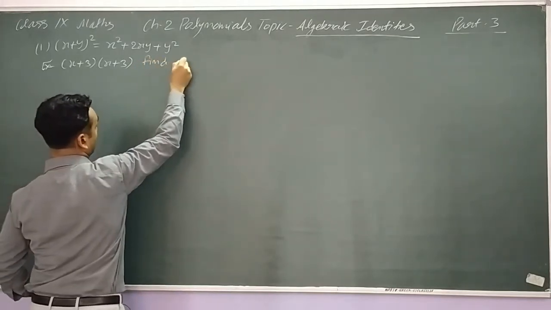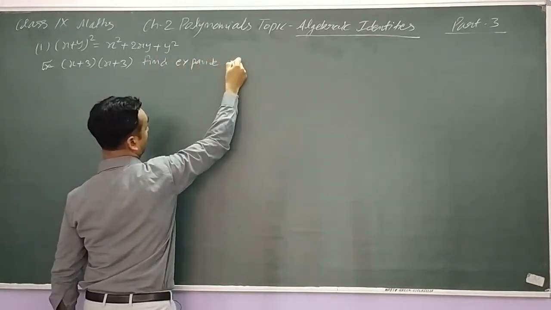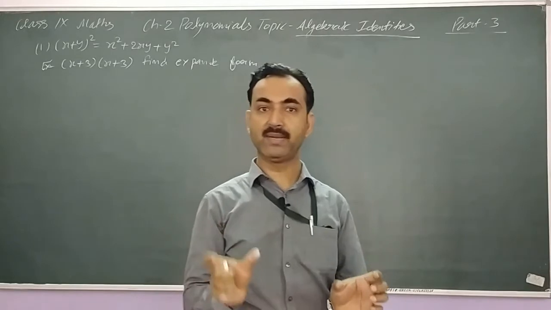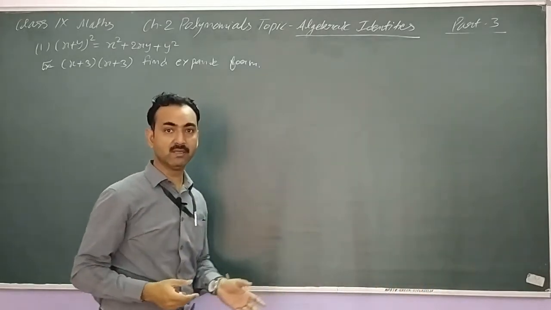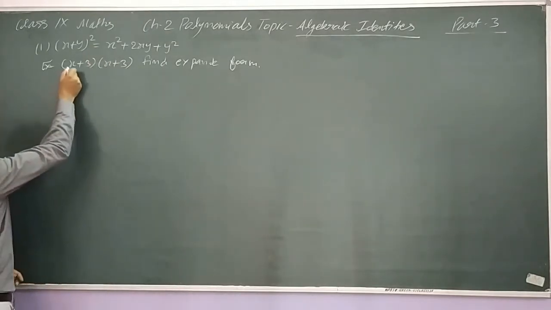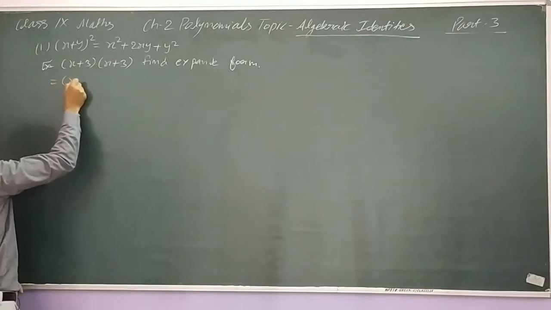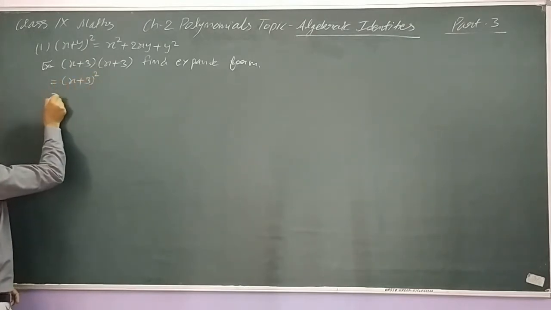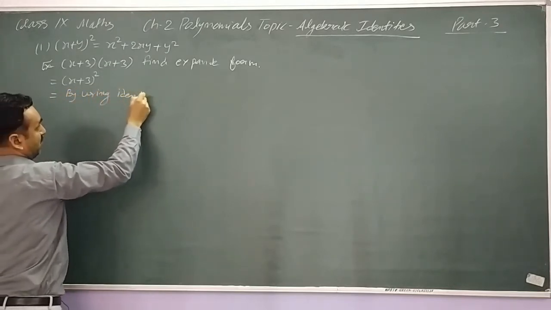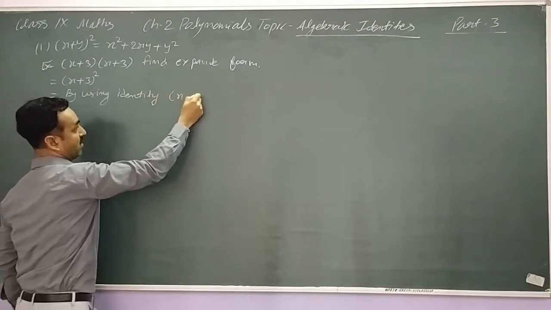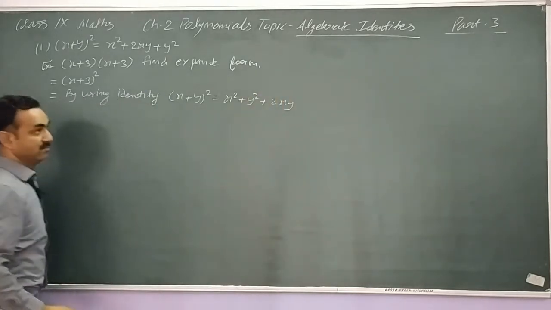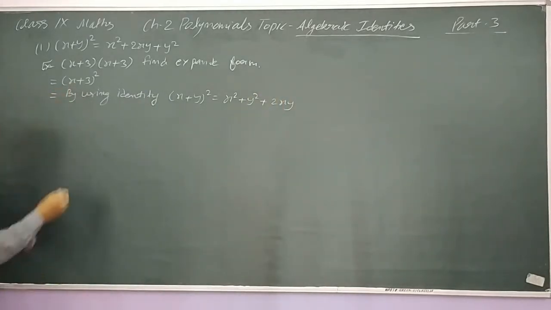To find the expanded form, there is an easy method: you multiply one bracket with the other bracket. This is the general method. But by using this identity, we can do this question very easily. So (x plus 3) multiply (x plus 3) can be written as (x plus 3) whole square, and by using the identity (x plus y) whole square equals x square plus y square plus 2xy, we use this identity in this question.